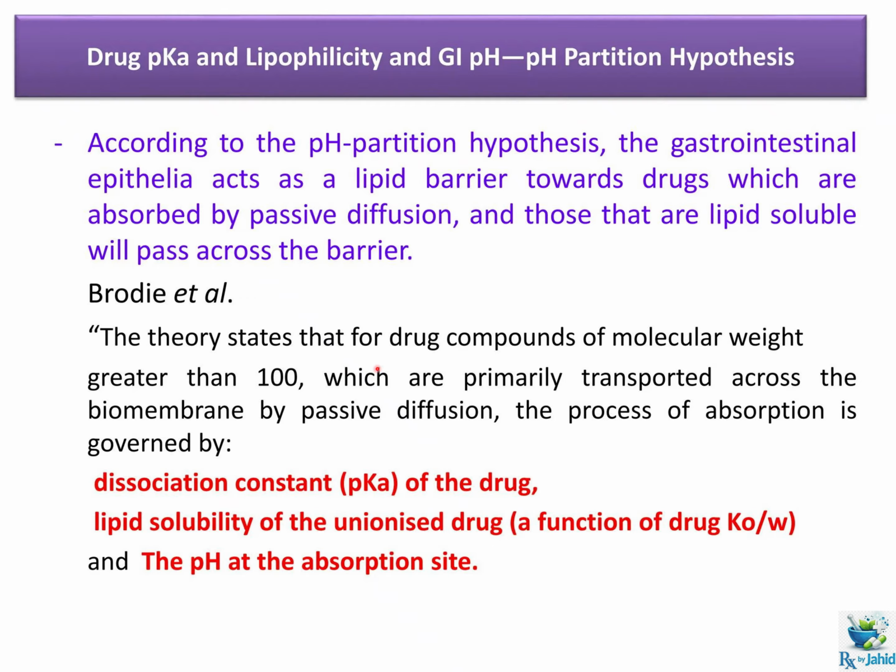The theory states that for drug compounds of molecular weight greater than 100, which are primarily transported across the biomembrane by passive diffusion, the process of absorption is governed by the dissociation constant of the drug, lipid solubility of the unionized drug, and the pH of the absorption site. So we'll discuss this broadly later.